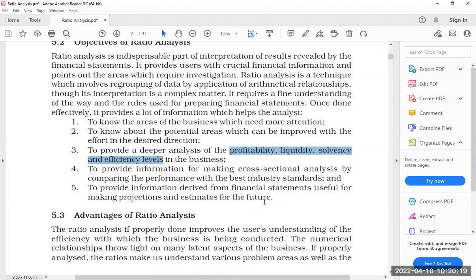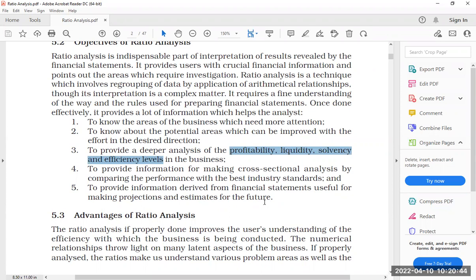Solvency means in the long run, how your debt and equity are related. How much debt you have out of how much equity. Owned money and borrowed money. Borrowed money can be more than the owned money, no problem. But how is that relationship? Up to how much can you borrow? What is your long-term liquidity position, long-term solvency? That is going to be analyzed.